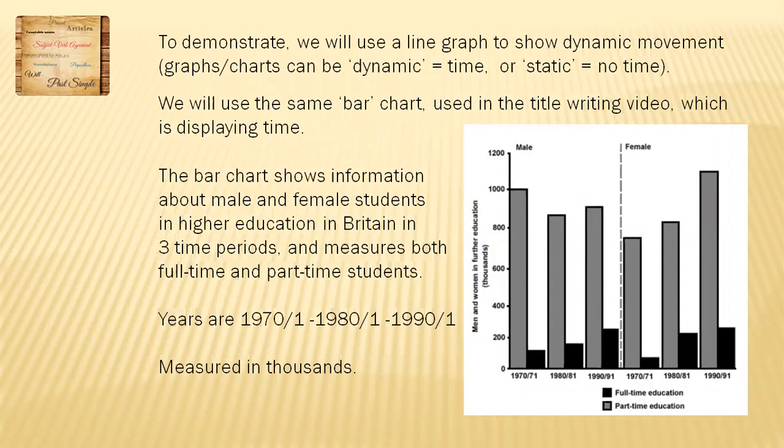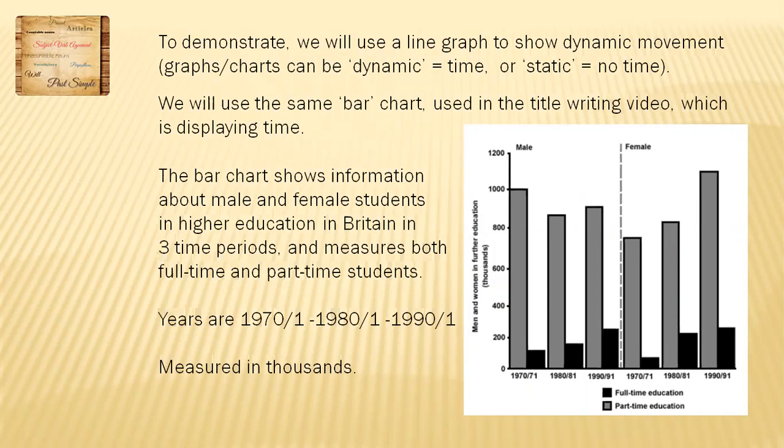To demonstrate, we're going to use a line. This is actually a bar chart, but some people call them lines, showing dynamic movement. Remember, dynamic movement equals time, whereas static charts equal no time. Dynamic charts, time; static charts, no time. Here we can see time along the bottom, so this is a dynamic chart. It's the same chart that we used in the title writing video. If you haven't watched that, please watch that, because that is, as I said, the precursor to this video.